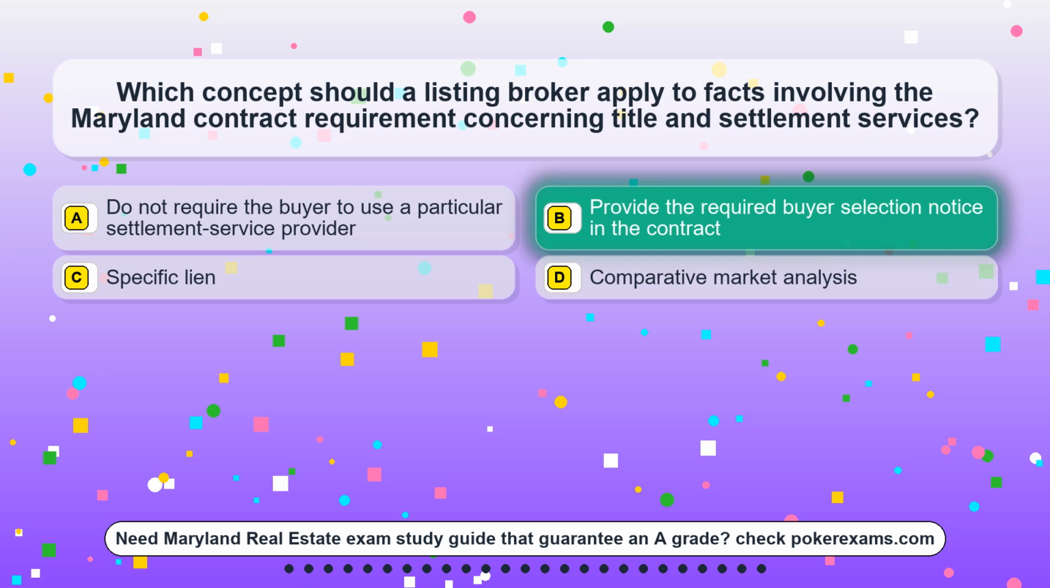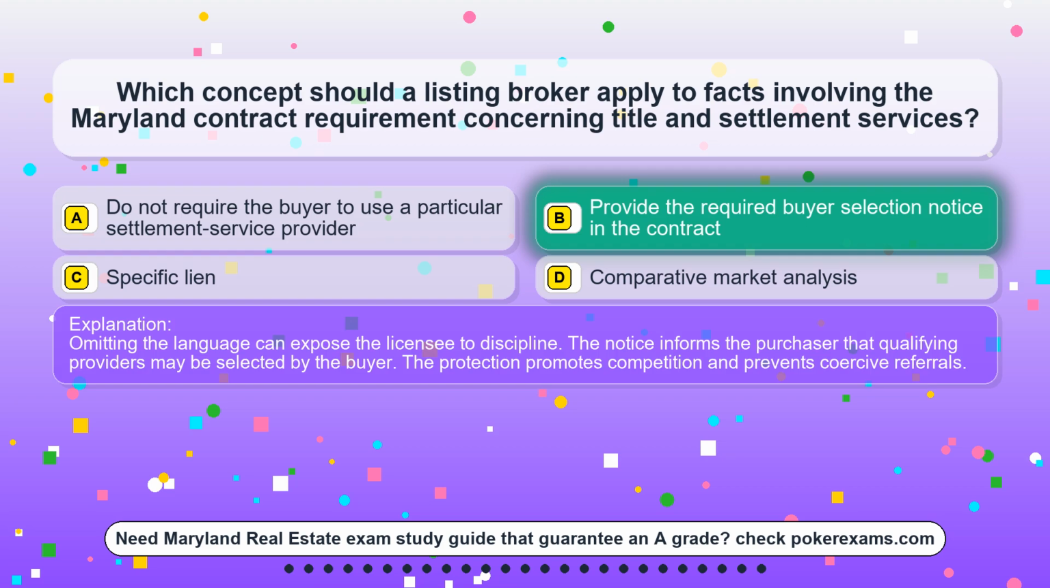The correct answer is option B, provide the required buyer selection notice in the contract. Omitting the language can expose the licensee to discipline. The notice informs the purchaser that qualifying providers may be selected by the buyer. The protection promotes competition and prevents coercive referrals.